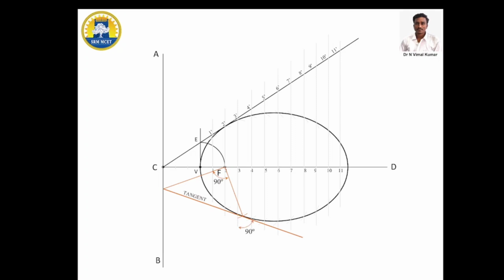Next we need to draw the normal line. So you should follow this line and put a protractor on this similar line and make a 90-degree angle approximately from this point and make the straight line. This is called the normal line.